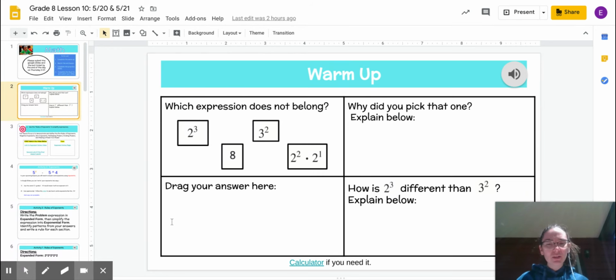Straightforward, your opinion. Drag down here which one doesn't belong. Any one of these you can justify. Explain in here why you think that one you chose, and then in this last box, just tell me how is 2 to the third power different from 3 to the second power. There are a couple different ways, so just pick one of them and type it out in here. At the bottom here, I also linked a calculator in case you need to find some answers or some values. You can use that to help you out.